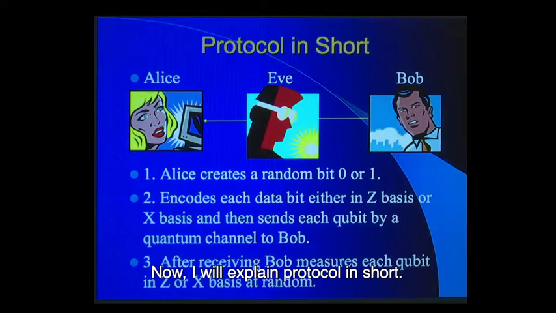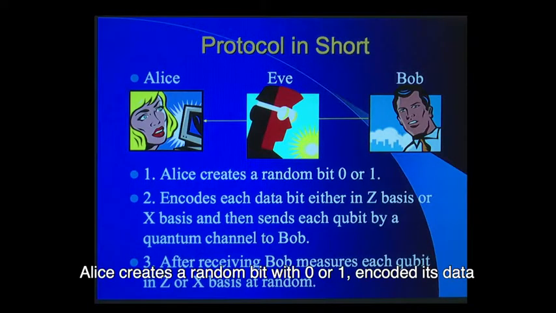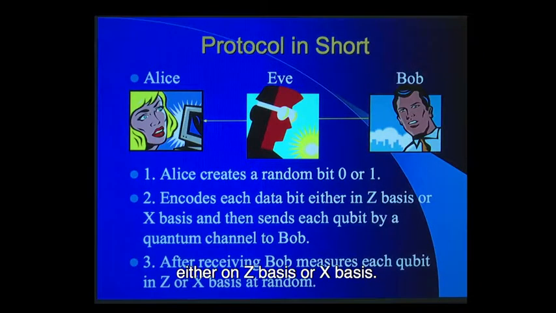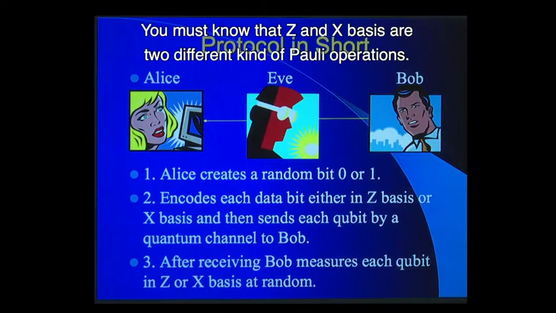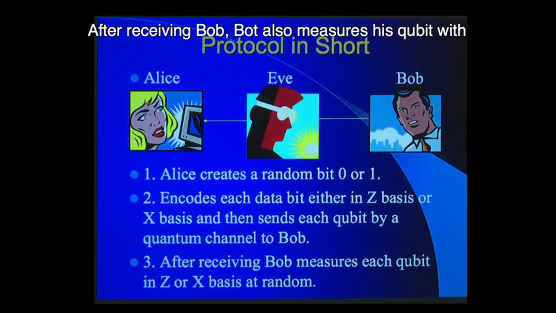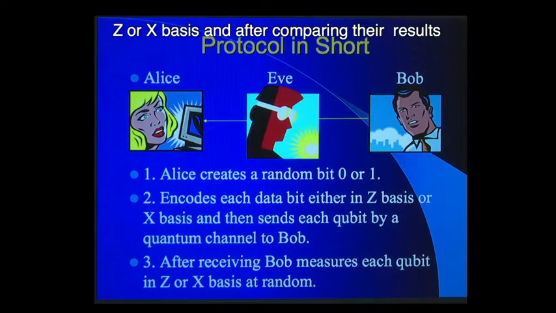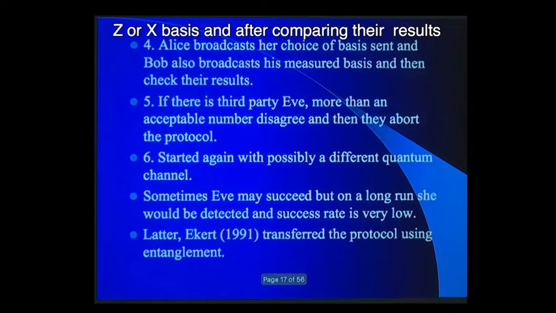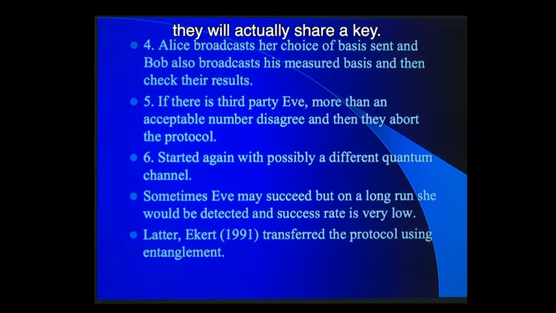Now, I will explain the protocol in short. Alice creates a random bit, 0 or 1, and encodes its data either in the Z basis or in the X basis. You must know that Z and X bases are two different kinds of Pauli operations. After receiving, Bob also measures his qubit in the Z or X basis, and after comparing their results, they will actually share a key.